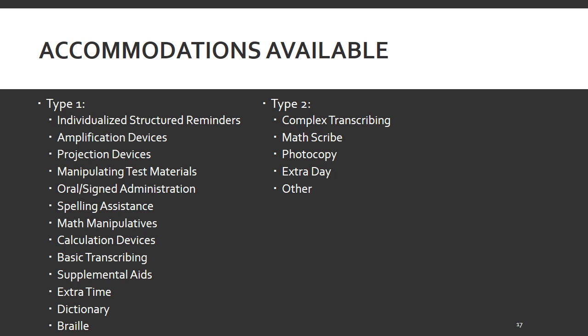Accommodations available under Type 1: individualized structured reminders, amplification devices, projection devices, manipulating test materials, signed oral administration, spelling assistance, math manipulatives, calculation devices, basic transcribing, supplemental aids, extra time, dictionary, or braille. Type 2: complex transcribing, math scribe, photocopy, extra day, or other.